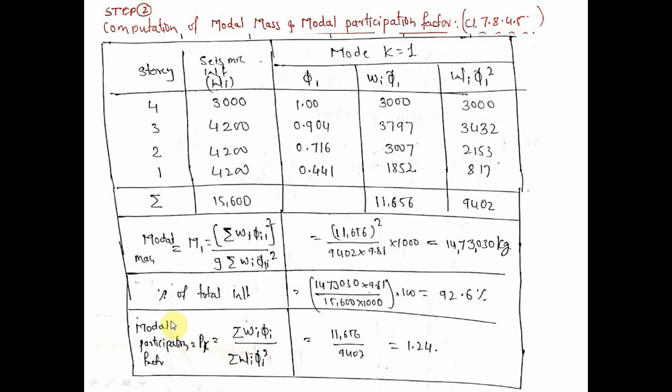Now modal participation factor. Modal participation factor is given by summation of Wiφi divided by summation of Wiφi square. So 11656 divided by 9402, I get 1.24. Now modal mass and participation factor are completed for mode 1. M1 indicates modal mass for mode 1, and P1 indicates modal participation factor for mode 1.